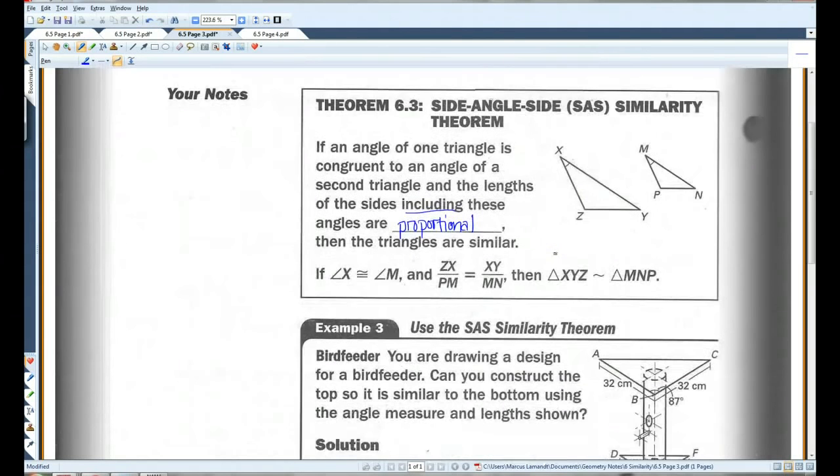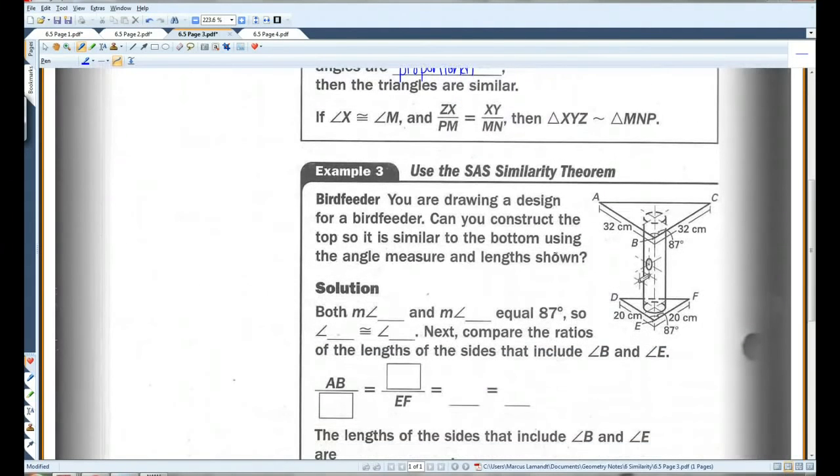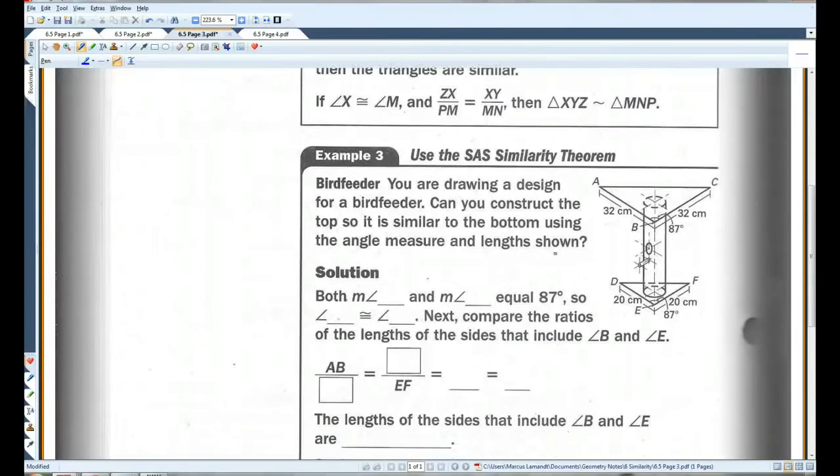Okay? So for example, you are drawing a design for a bird feeder. Can you construct the top so it's similar to the bottom using the angle measure and the length shown? Okay, in the diagram, both the measure of angle B and the measure of angle E equal 87 degrees, as you can see here and here. So, angle B is congruent to angle E. So we have one angle.